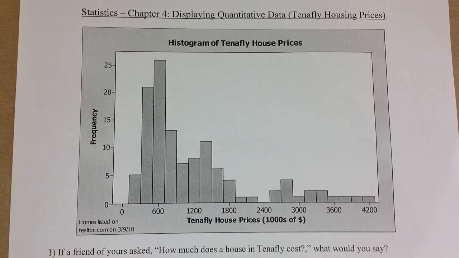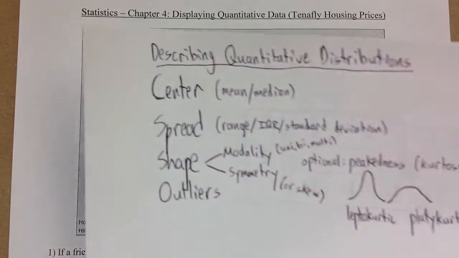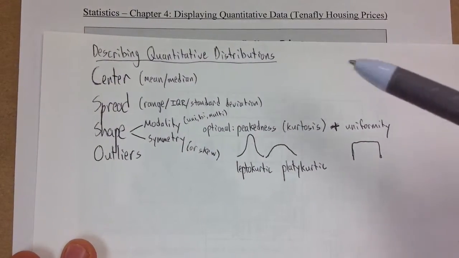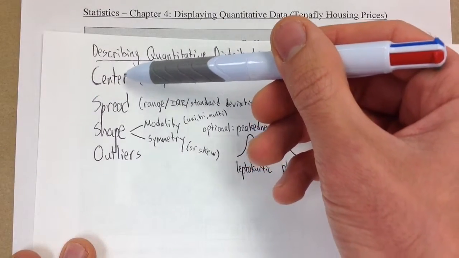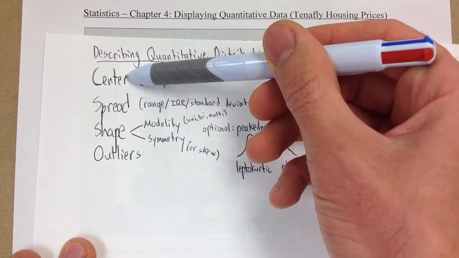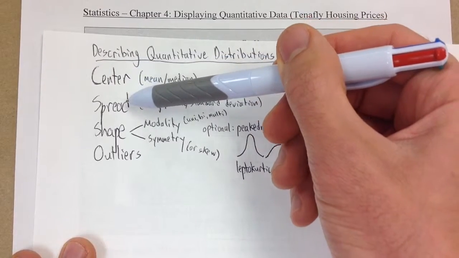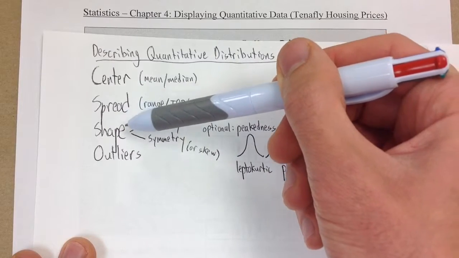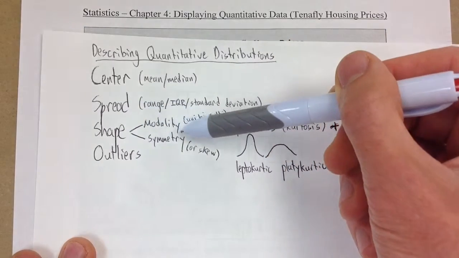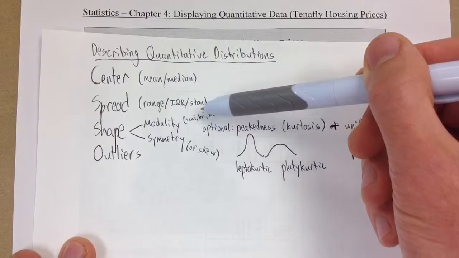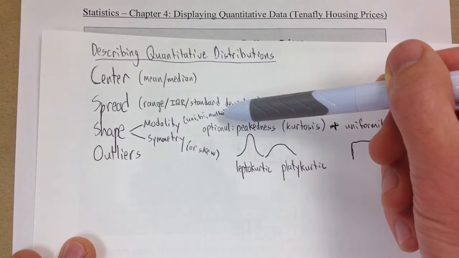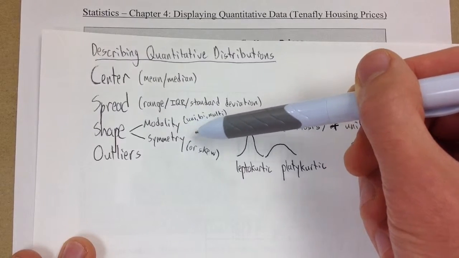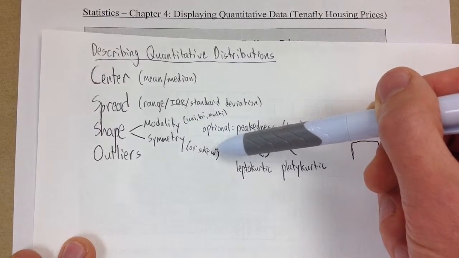Yesterday we talked about the different categories we want to discuss. I've summarized them here for you. The required categories are center, where is the distribution centered? How much variability exists? The spread. Comments about the shape. Modality, as I call it: unimodal, bimodal, multimodal. It has to do with the number of peaks. Whether it's symmetric, or if it's not symmetric, is it skewed to the left or skewed to the right?